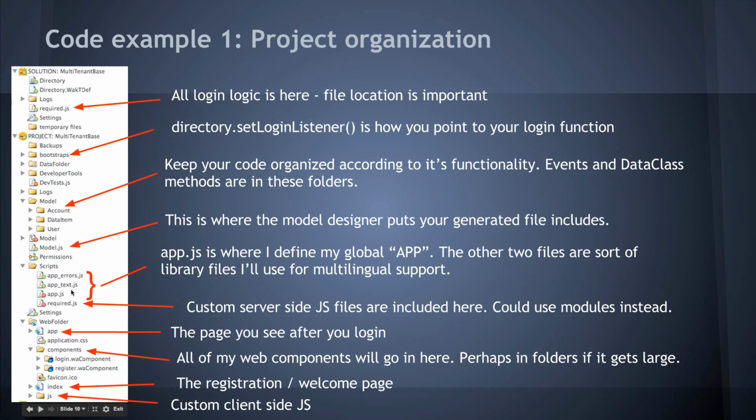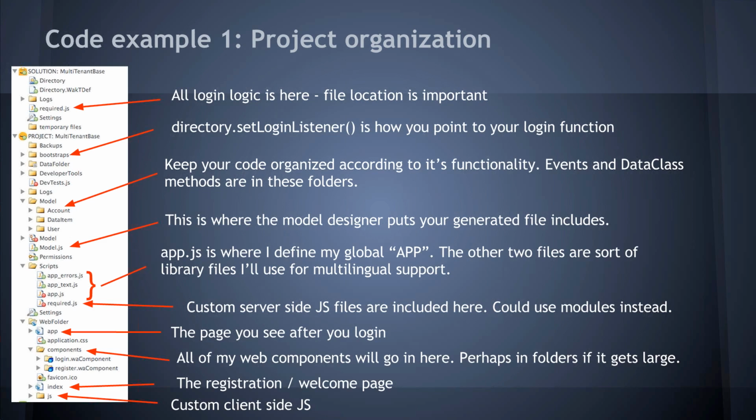App underscore errors and app underscore text. I'm keeping all of my error strings and error objects and generating those in here. I've tried to set it up that I'll be able to do multiple languages going forward, and text is going to be labels and alerts for the client side. Further down, the web folder obviously is the public folder where it's a web server basically, so everything's available through the browser here.